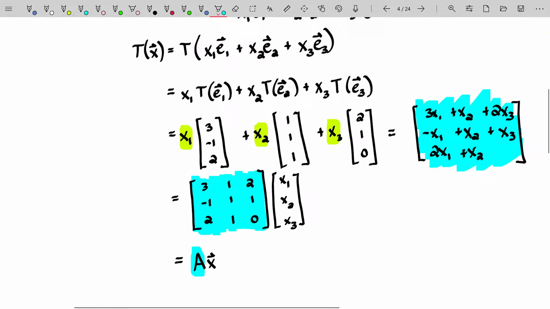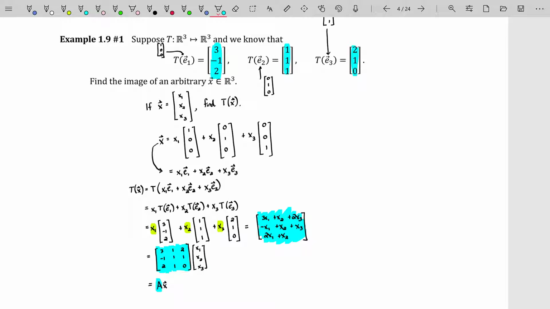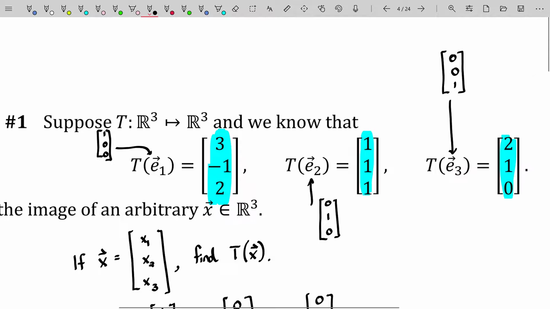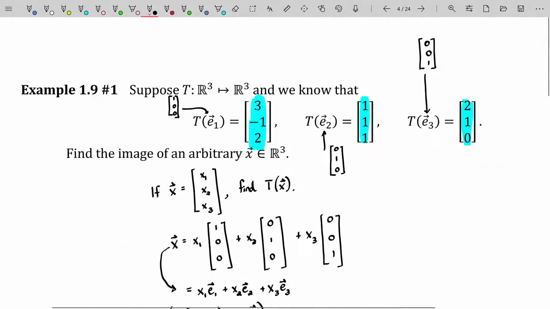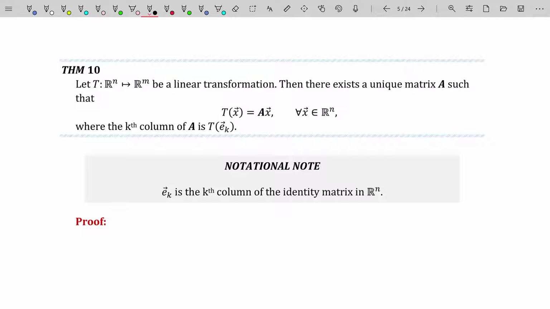And notice something about the columns of that matrix. They are the exact vectors that E1, E2, and E3 get transformed into. And folks, that's how you would actually build the matrix for your transformation. As long as you know what the transformation does to the basis vectors, which are 1, 0, 0, 0, 1, 0, and 0, 0, 1, then you know your matrix for your transformation. And this theorem here just codifies that statement.